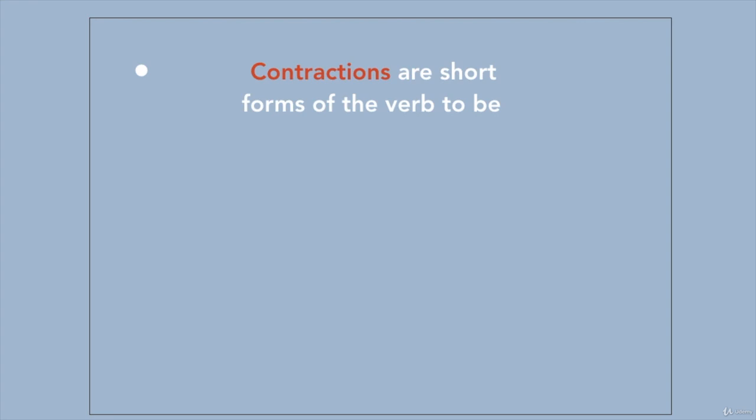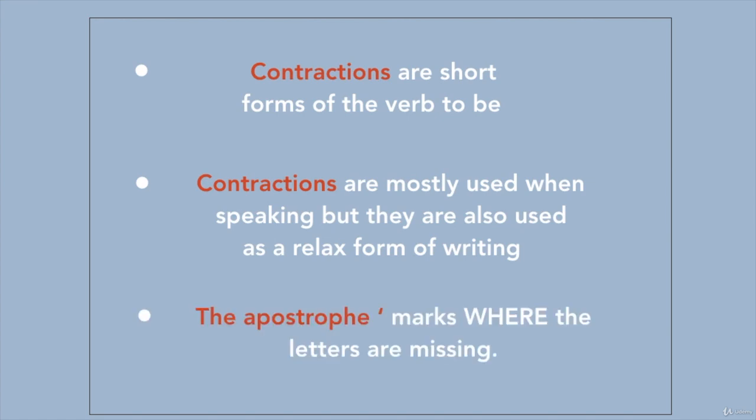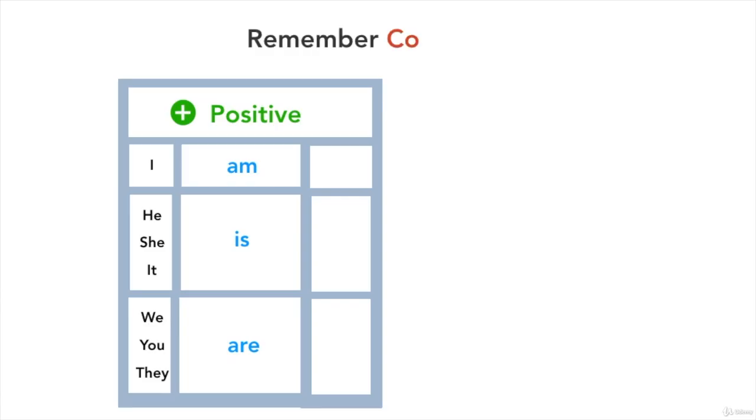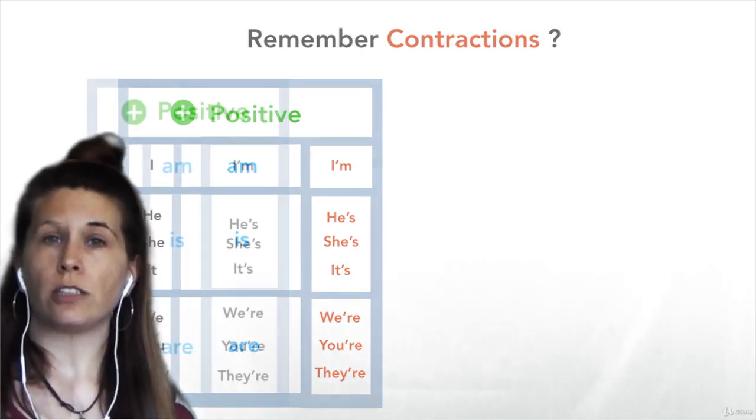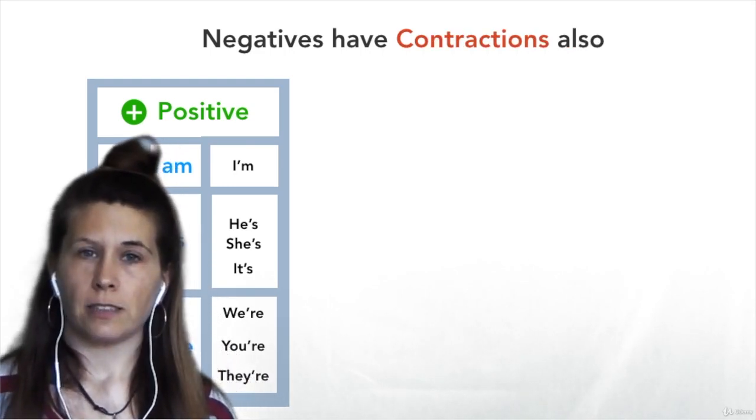Do you remember contractions from the earlier lecture? Contractions are short forms of the verb to be. Contractions are mostly used when speaking, but they are also used as a relaxed form of writing. The apostrophe marks where the letters are missing. Negatives have contractions also. You have two options with negative contractions.